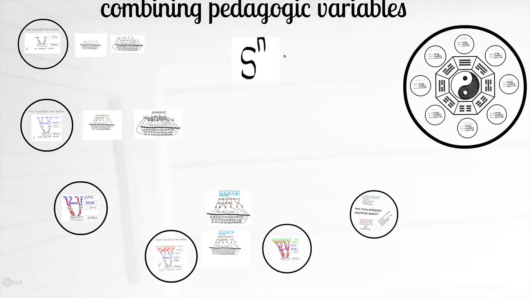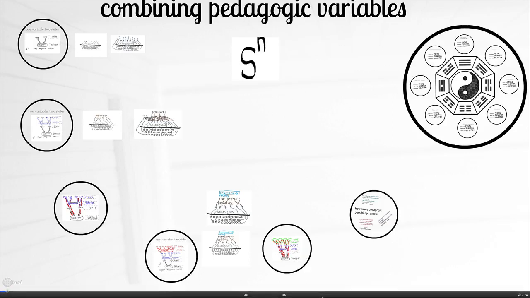Let's step back for this session and take a look at three of the pedagogic variables we have dealt with so far: selection, sequencing, and pacing in terms of pedagogy. What I'd like to do now is talk about ways in which they hang together and produce a specific set of possibilities, just like we did earlier with the three curriculum variables.